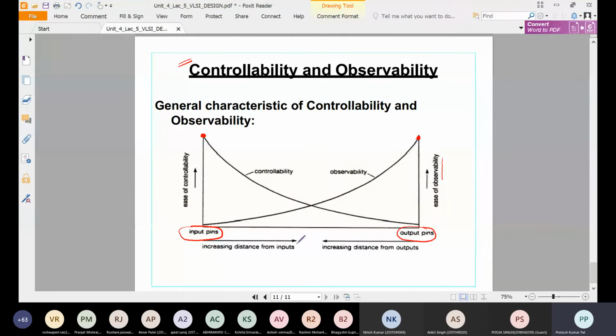As we are moving away from the inputs, the controllability of a particular node will keep on decreasing, and it will be very small at the output pins. Similarly, observability will keep on decreasing as we are moving away from the output node. So this is the basics of controllability and observability terms, and how they are related to testing.